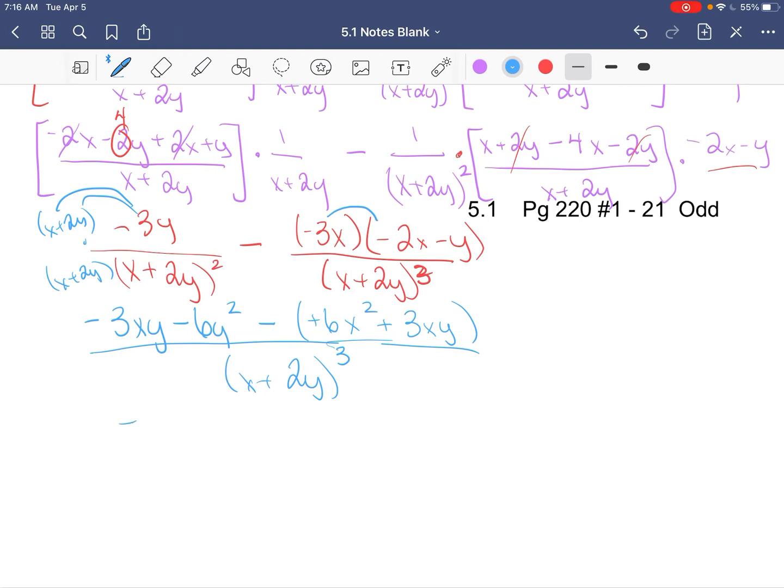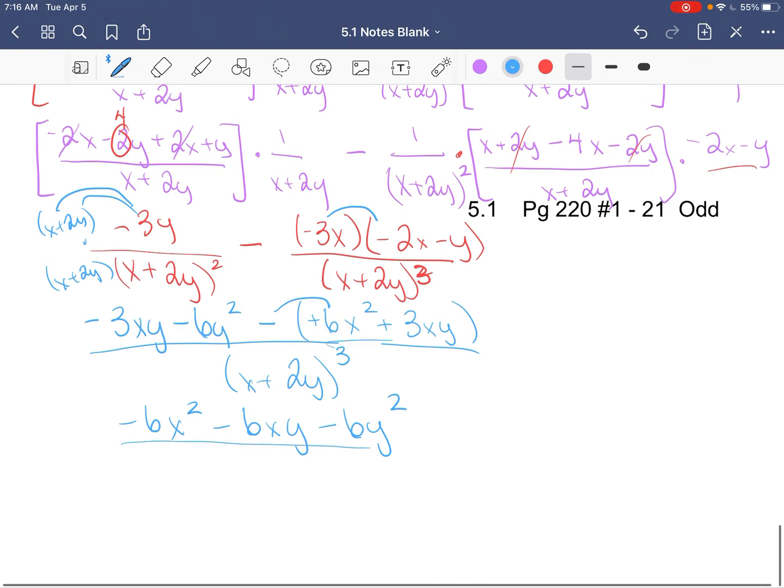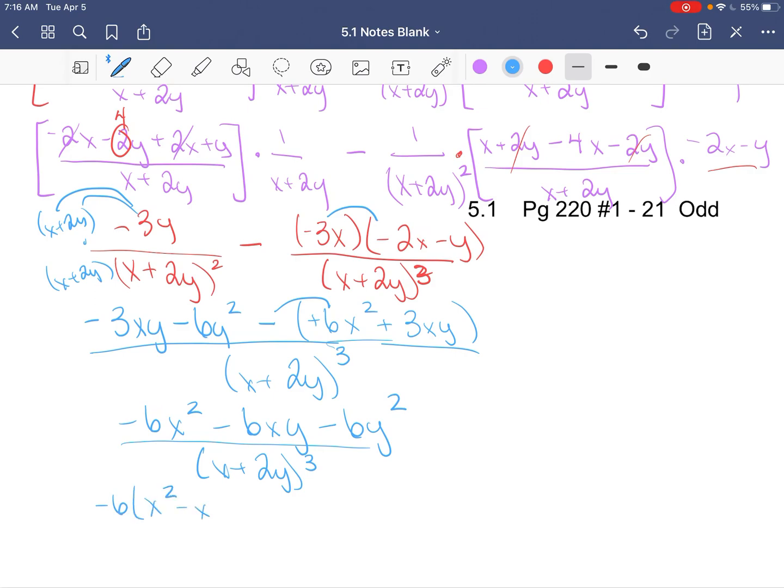So we've got negative 6x squared, so distributing that negative, subtract 3xy, so negative 6xy minus 6y squared, all over x plus 2y cubed. All right, so if we factor out a negative 6, we're left with x squared minus xy minus y squared all over x plus 2y cubed.